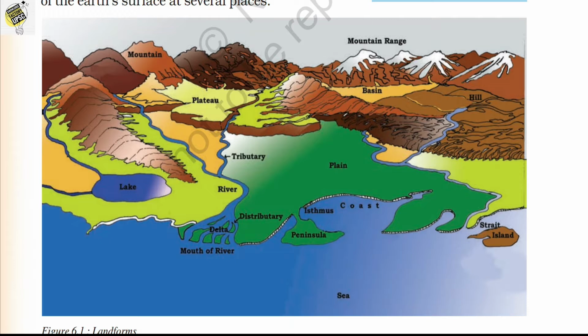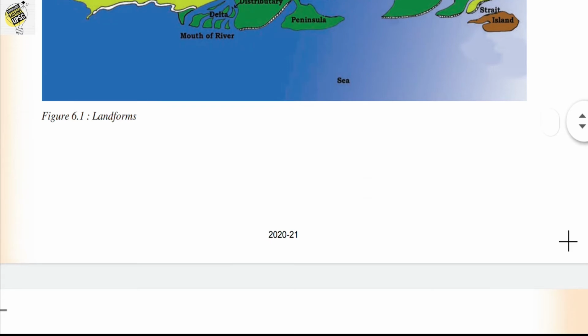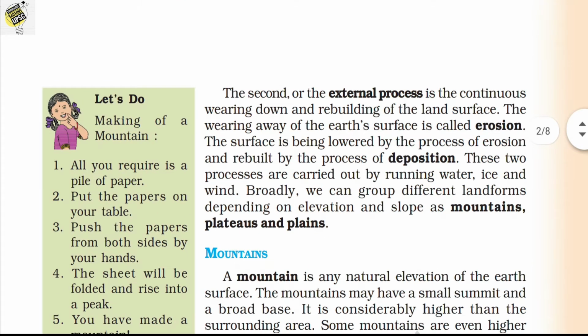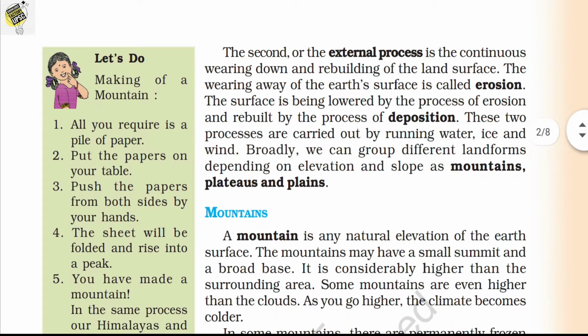The second one, the external process, is due to the continuous wearing down and rebuilding of the land surface, and the wearing away of the earth surface is called erosion. The surface is lowered by the process of erosion and rebuilt by the process of deposition.